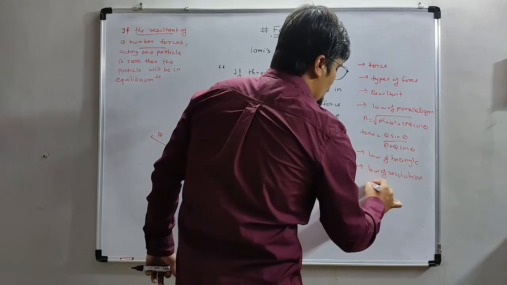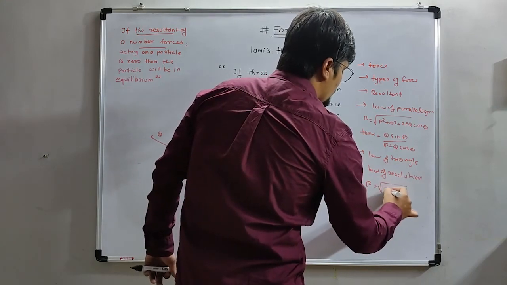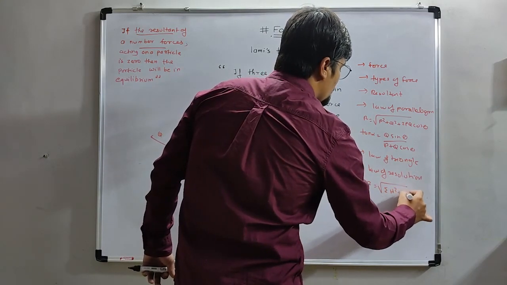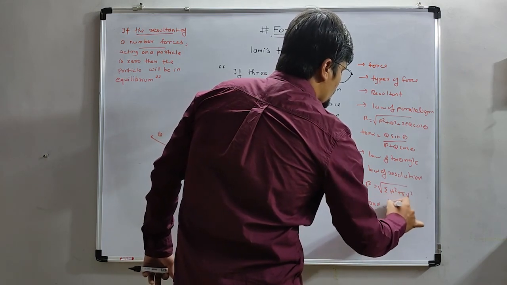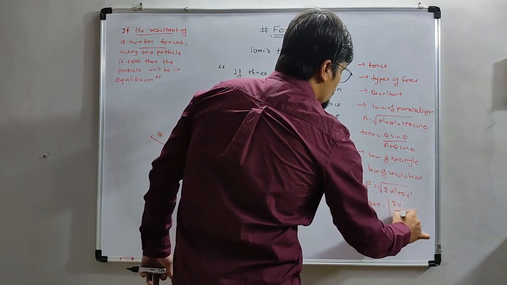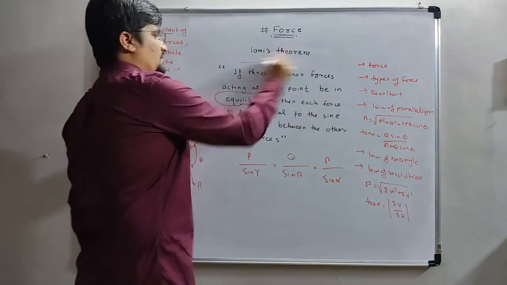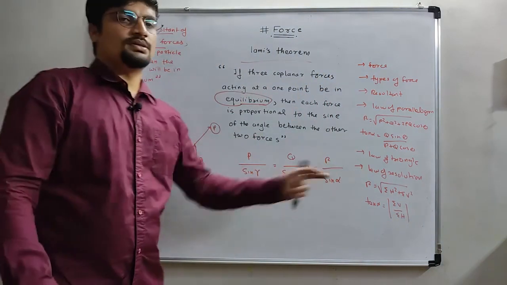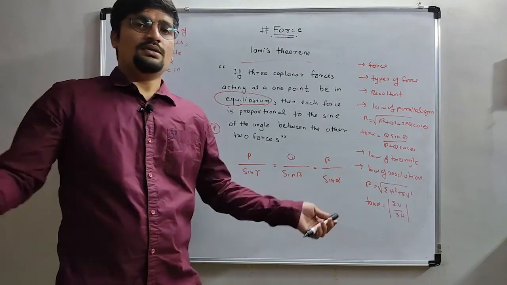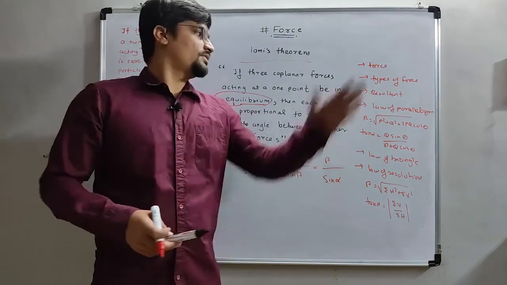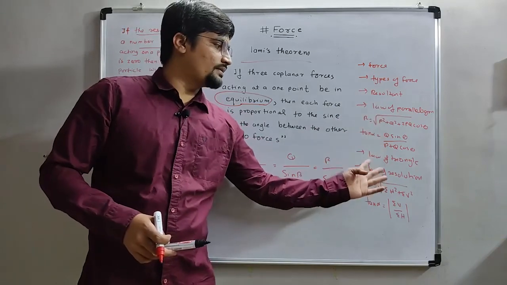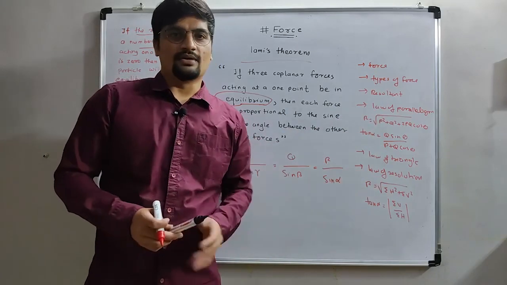The equation was R is equal to the square root of summation of H squared plus summation of V squared, and tan alpha is equal to the mod of summation of V by summation of H, and then Lami's theorem is the equation. In another video, we will start solving the numericals based on these laws: parallelogram, triangle, resolution, and Lami's theorem.